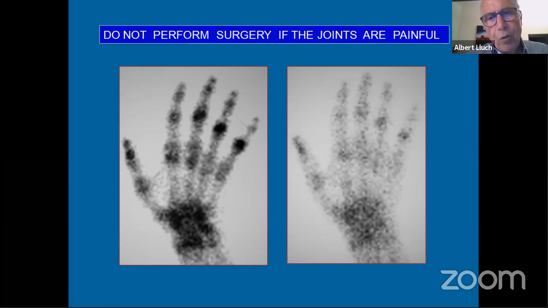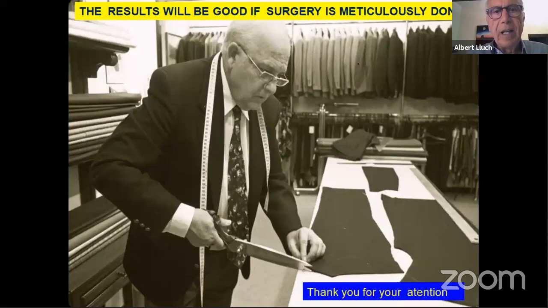If you want to go faster, you tell the patient, listen, I'm going to immobilize the joint. But doctor, I have a stiff joint, you're not going to immobilize it? Yes, because I want to get rid of the pain. And I will immobilize it either with a full plaster, if several joints are involved, or with a finger splint, if there is only one finger involved. And only when there is no pain, then you can do surgery. And the results will be good if the surgery is done meticulously.